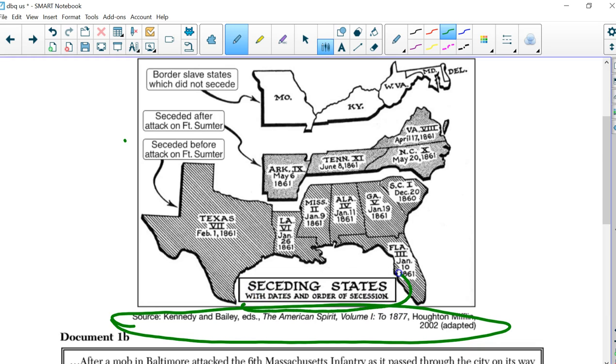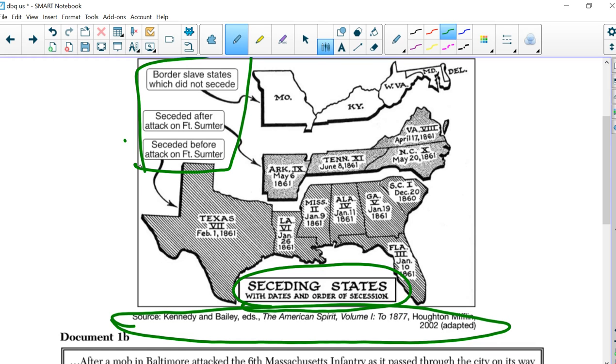So, seceding states with dates in order of secession. If I didn't know what secession was, hopefully you do. If I didn't know, I could read this and maybe find a little bit more information, okay? This stuff over here was important enough to put it on the map. I'm assuming it's important. I'm going to do an overview of this map.